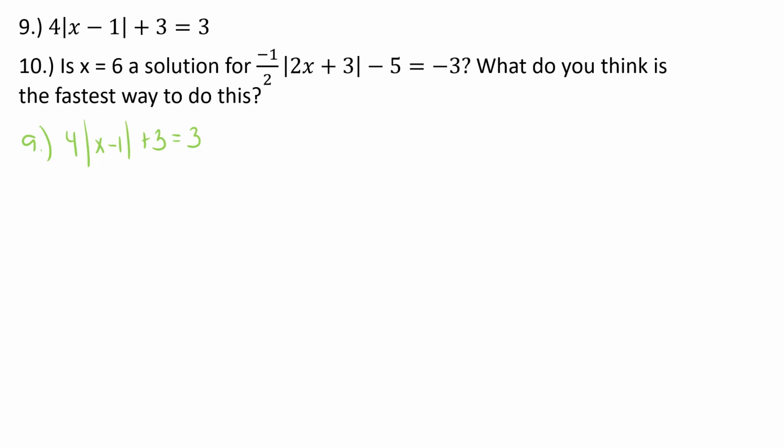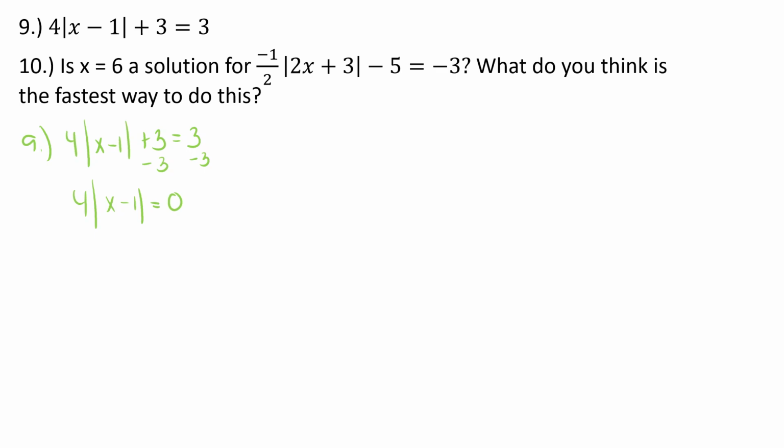It's not because it's impossible, but a lot of students will forget to divide everything. So they'll only divide one part, and you can also introduce the fractions just early. All right, so we're going to start with subtracting the 3. So we get 4 times the absolute value of x minus 1. 3 minus 3 is 0, and 3 minus 3 is 0. So now we have 4 times some kind of distance has to equal 0.